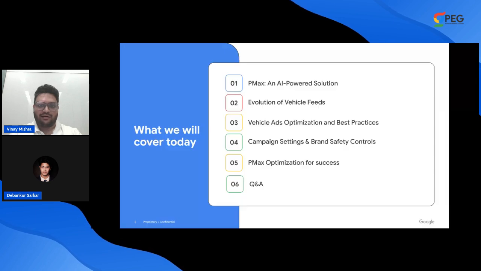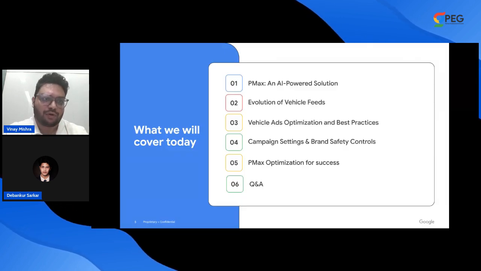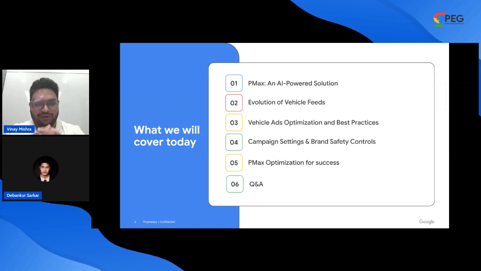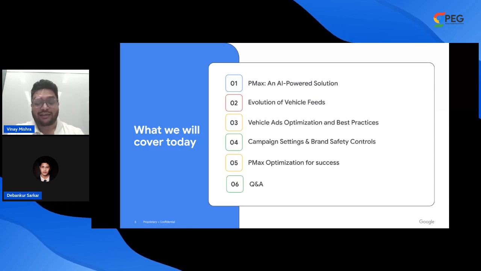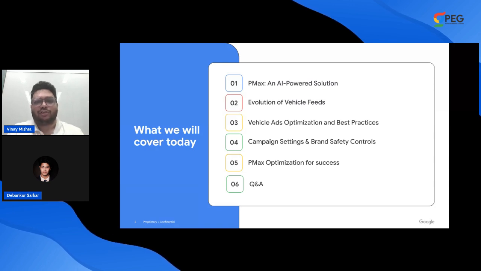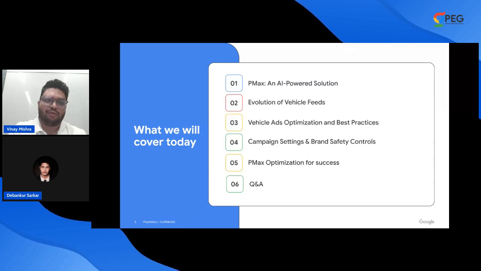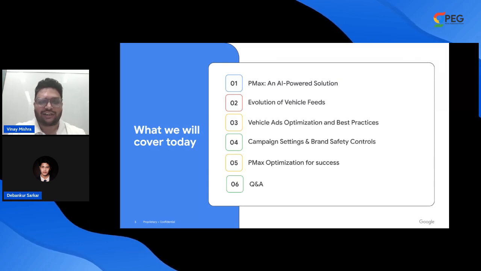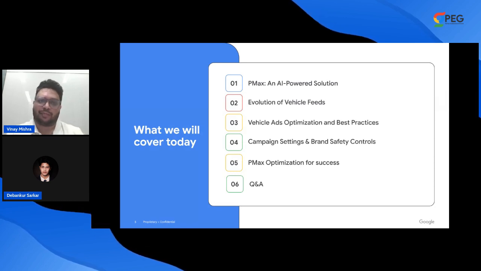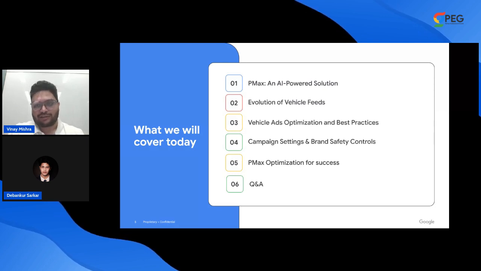Okay, great. Now, let's quickly discuss what is on the agenda today. We'll be talking about Performance Max, how it is an AI-powered solution specifically for your vehicle ads, how it has evolved in terms of how Performance Max uses AI to assist you, and the evolution of your vehicle feeds. Then we'll be talking about vehicle ads optimization and best practices. The banker will again be taking you through the campaign settings and the brand safety controls, and we'll be talking about Performance Max optimization for success.